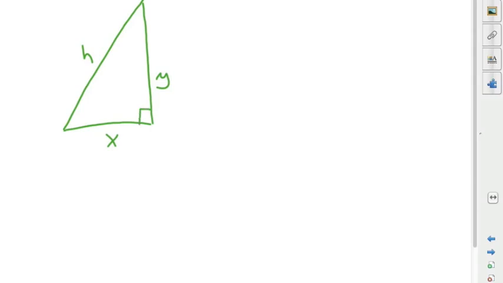Okay? I want you to remember this. The square of the two shorter sides added together is equal to the square of the hypotenuse. Right? Remember what this length is called? Hypotenuse. Okay? So just remember the two shorter sides squared added together equals the longer side squared. But how does this give us height?